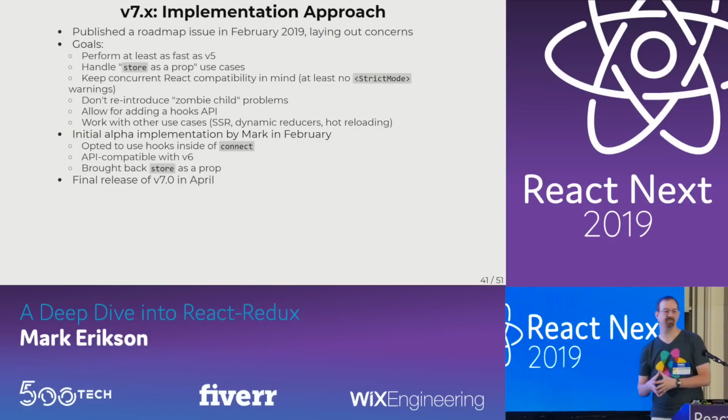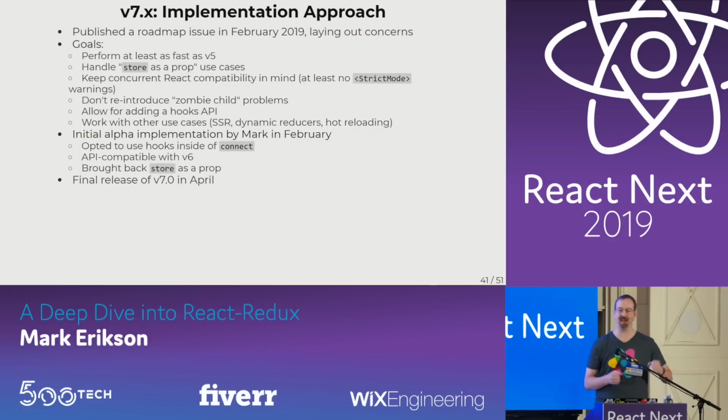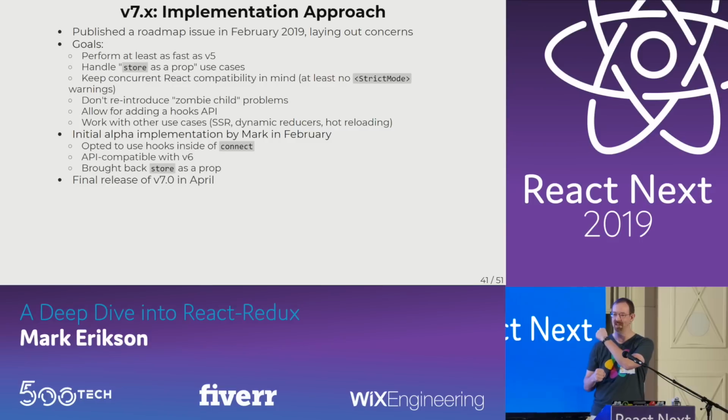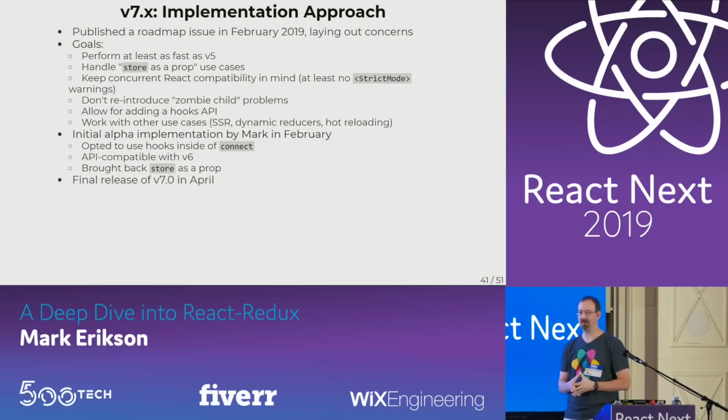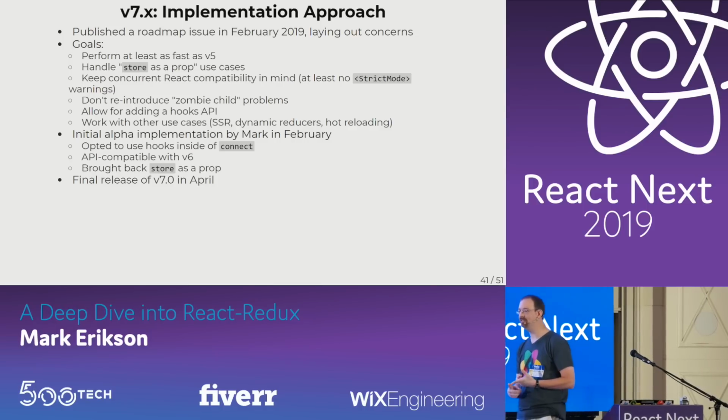So in early February of this year, I published a roadmap issue saying, okay, we're going to come up with a version 7, and we're going to fix these problems. I don't know how we're going to fix them yet, but we're going to fix them somehow. And so the primary goals were: run at least as fast as version 5, fix the problems with store as prop, hopefully work okay with Concurrent React, but maybe not because it's not out yet, hopefully avoid the zombie child issues, and hopefully act as a foundation for eventually building a hooks API.